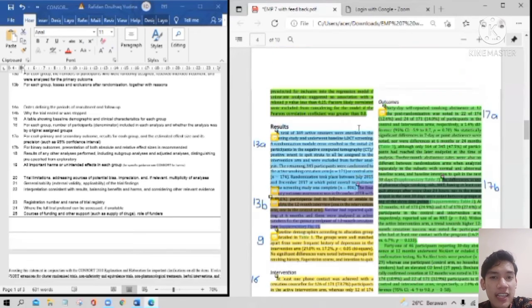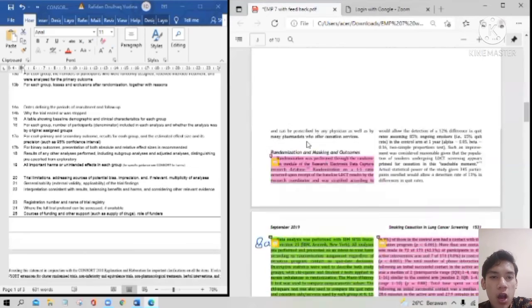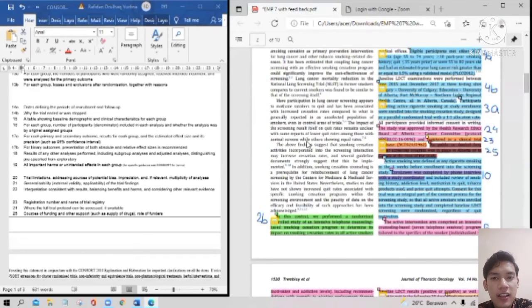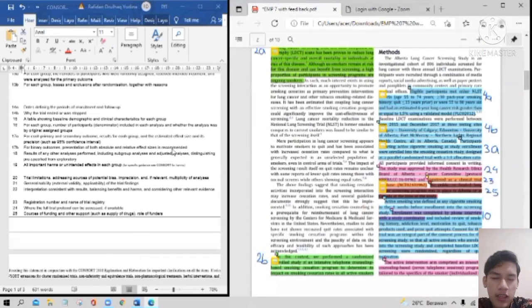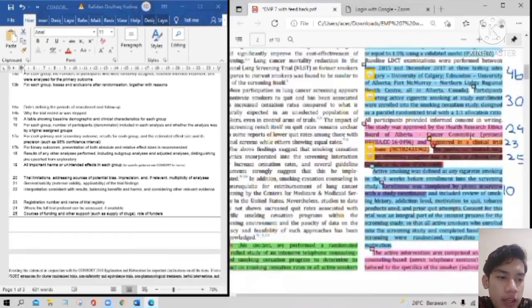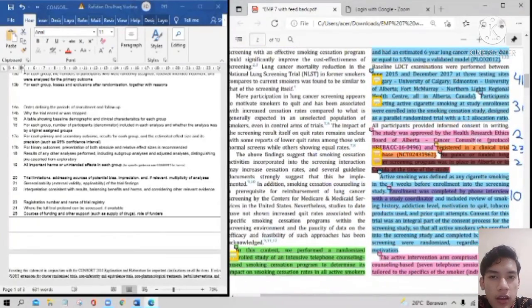Number 23, registration number and name of trial registry. Okay, where is number 23? Oh, okay. You can read it: registered in a clinical trial database, NCT 0243196 and 2.